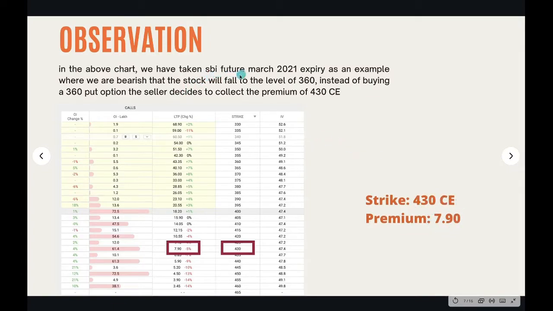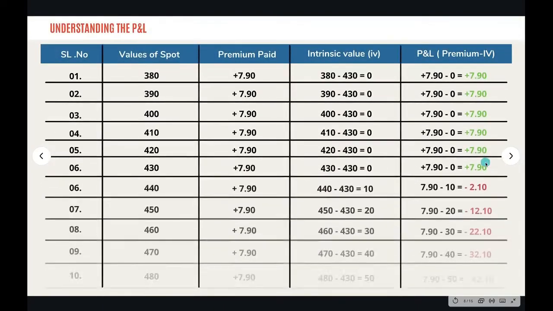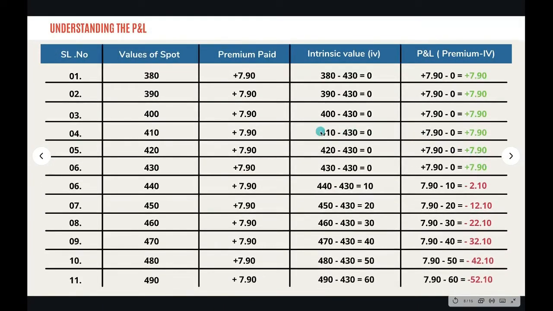In the above chart, we have taken SBI March 2021 as an example where we are bearish and the stock will fall to the level of 360. Instead of buying a 360 put option, the seller decides to collect the premium of the 430 call option, right? So as I explained, I'm collecting the premium of the 430 call option, that is 7.90 rupees. Now let's calculate this, guys. Now let's understand the P&L.